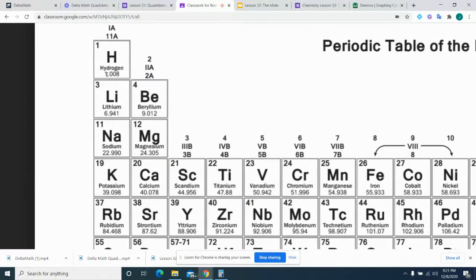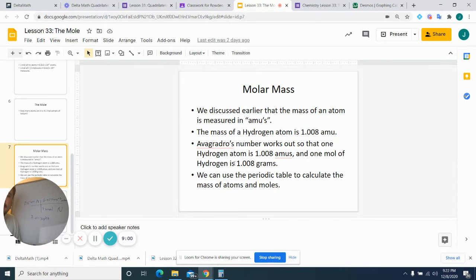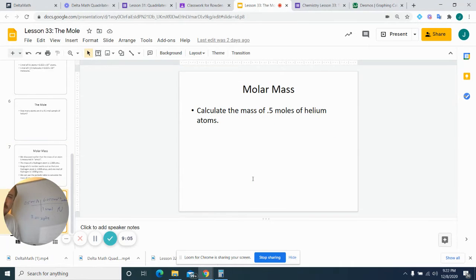But look, the reason that number doesn't say grams next to it is because it could be one of two things. If it's a single hydrogen, it's 1.008 AMUs. If it's a mole of hydrogens, it's 1.008 grams. So we're going to use that to go back and forth between mass if we need to. So what is the mass of 0.5 moles of helium?